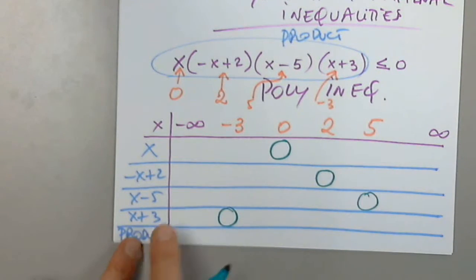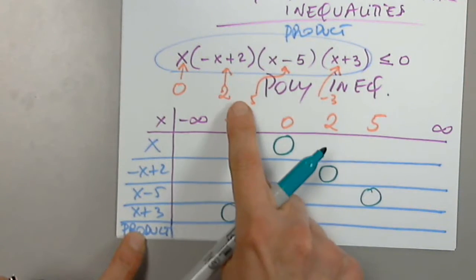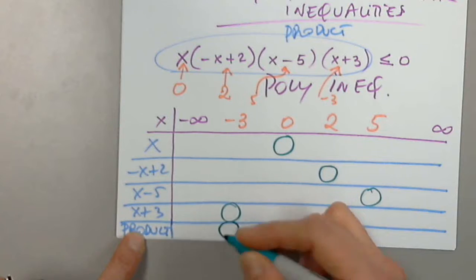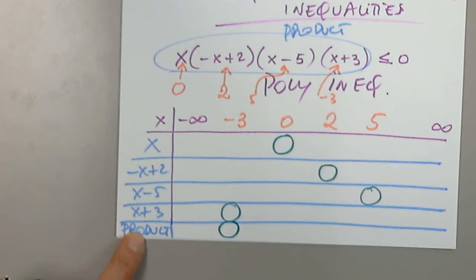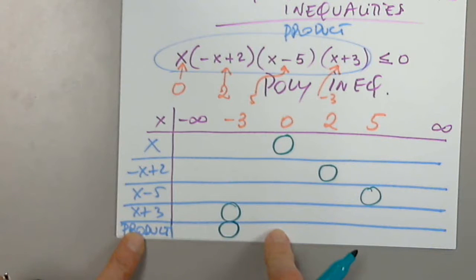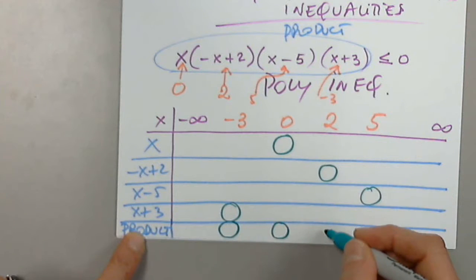I would like you to tell me the product of these 4 factors. What is its value when x is negative 3? Very good. Because one factor is 0, the whole thing is 0. Under 0, what is the value of the product at x equals 0? Very good. For the same reason, if one of the 4 factors is 0, the whole thing is 0. Are you with me? Everything okay? Is that clear? Okay, when x is 2.